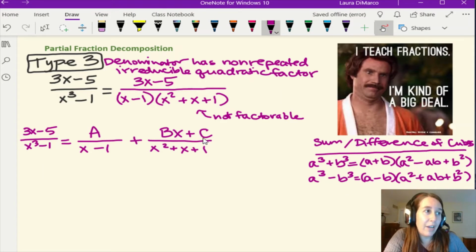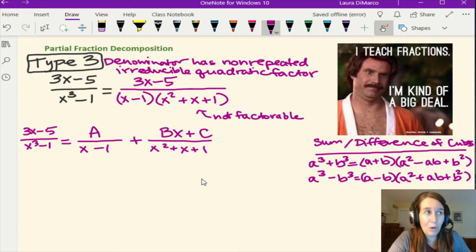Okay, so that's the pattern for type 3. The numerator will, instead of just being a single constant, a number, it will be a linear factor. Okay, so Bx plus C. If we just had the 1, it could be like Ax plus B. We just need to find out these two numbers. We'll have a coefficient of x and we'll have a constant term. Okay, so that's the pattern that we have to follow for these.